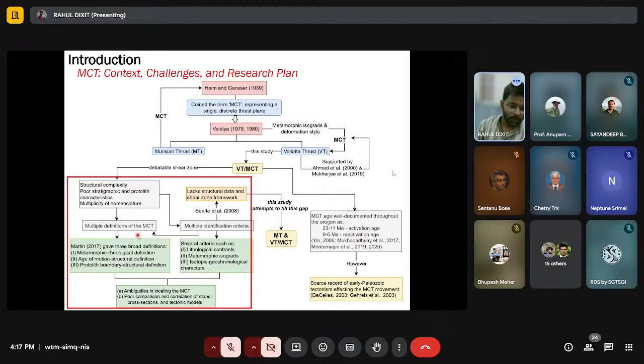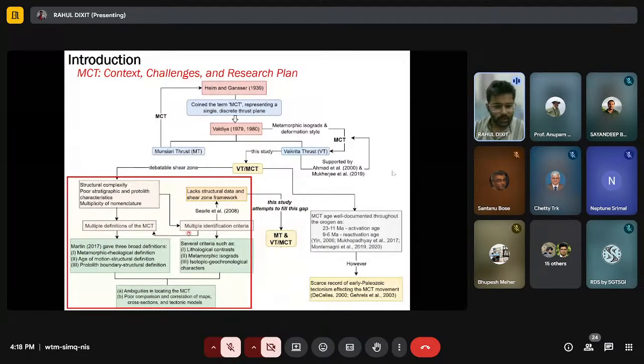And then Martin 2017 broadly categorized several definitions, and the third one was the protolith boundary structural definition. So, based on the available metamorphic evidence, structural evidence, and the available geochronological and isotopic evidence, we have categorized all the definitions into three broad categories.